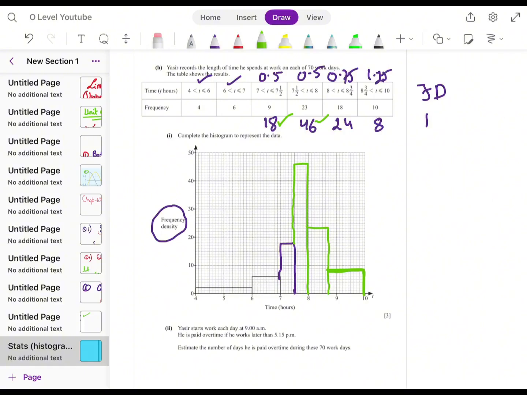Now the part 2 is a very interesting part. We need to understand the basic concept of that, what basically they are asking. Yasir starts work each day at 9 a.m. and he is paid overtime if he works later than 5:15 p.m. Estimate the number of days he is paid overtime during these 1770 work days.